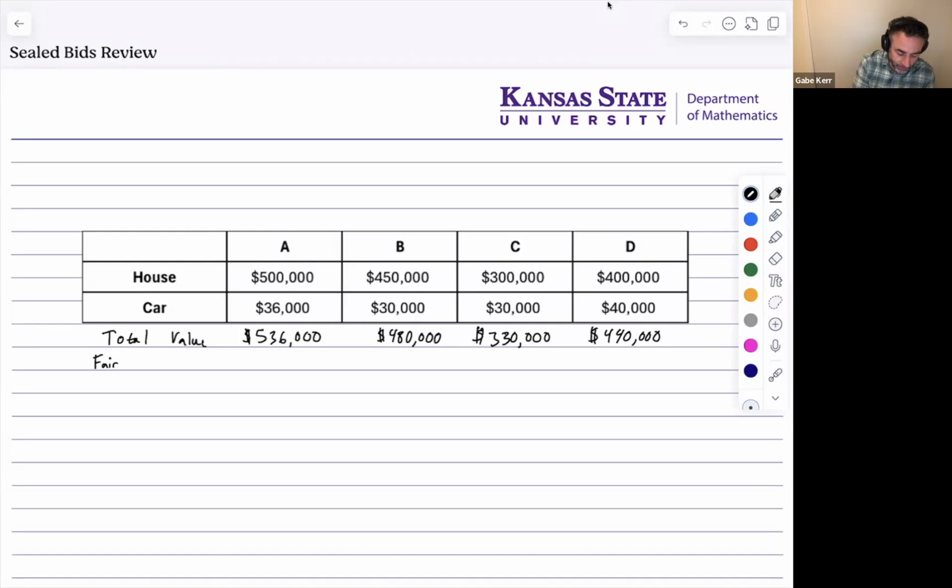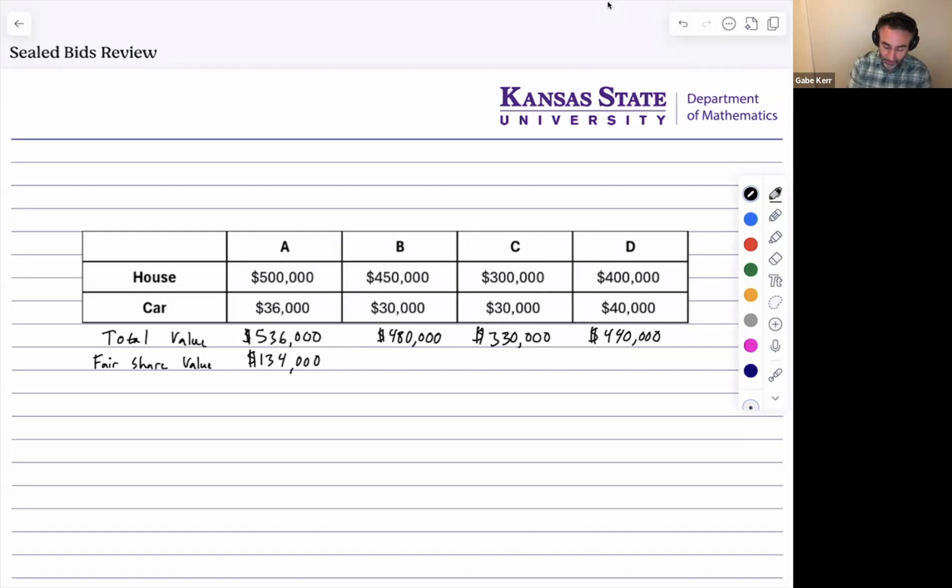So how do you do that? Well, you look at what the total value is according to whatever player you're dealing with, and you divide by the total number of players, in this case, 4. So we're going to look at 536, divide by 4, and we'll get $134,000. And the idea is if A thinks that the whole estate is worth $536,000, then splitting that up equally amongst 4 players would mean that each player would get 134,000.